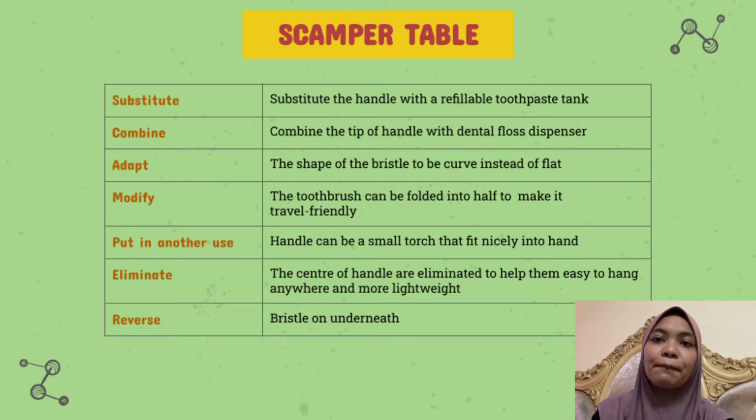Moving on to the Scamper Table, for the substitute technique, we substitute the empty handle, which is merely the handle, with a handle that has a tank that can refill the toothpaste in it. Through this, it will ease the users when they travel, as they don't have to bring along the toothpaste, as the toothbrush already has the toothpaste tank that has been refilled with toothpaste.